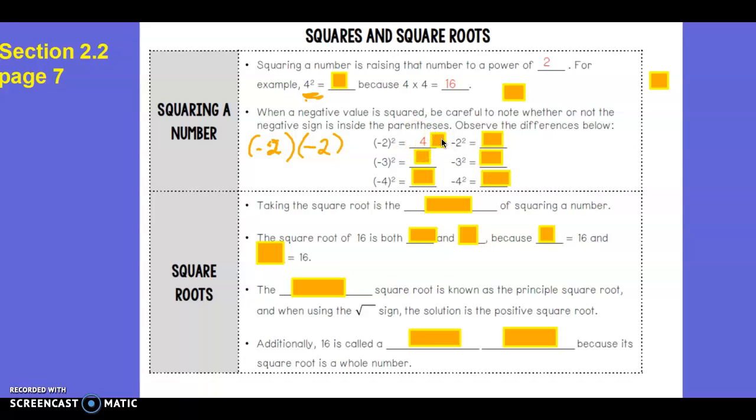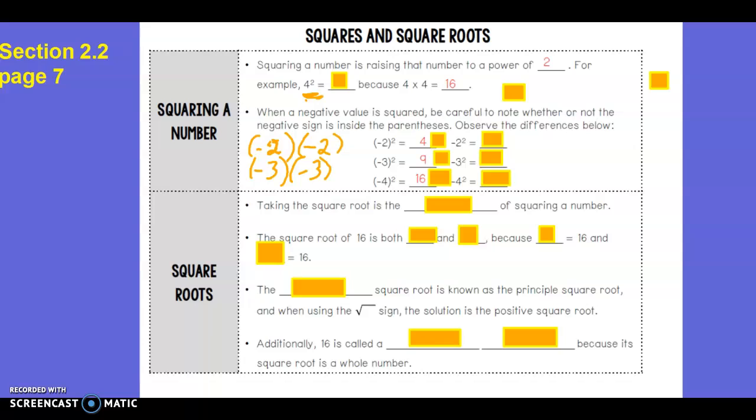Negative 3, where the negative sign is in parentheses, squared means negative 3 times a negative 3. And again, a negative times a negative is a positive, so negative 3 squared is positive 9. Negative 4 squared, where the negative sign is in the parentheses, means negative 4 times negative 4, which would give you a positive 16.